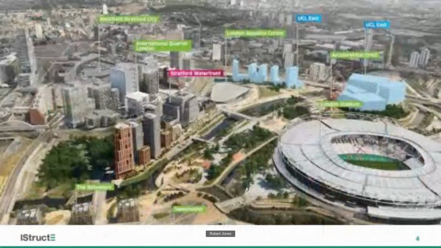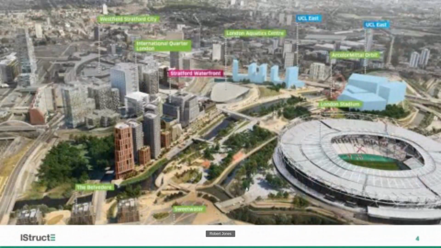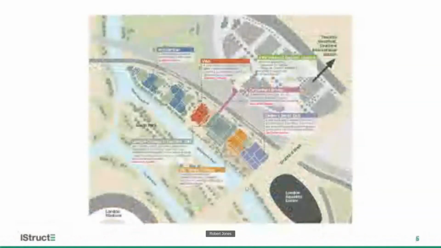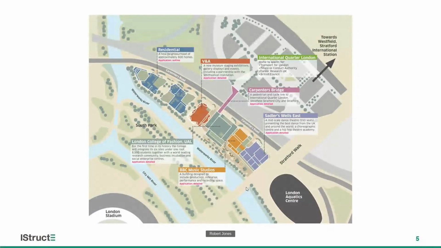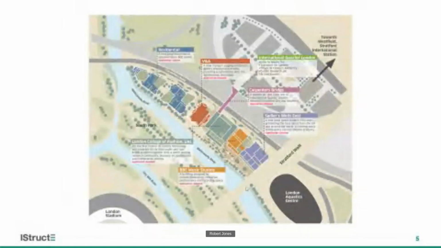So this is a bit more about where it's located. It's across the river from the London Stadium, alongside the same riverfront as the Aquatic Centre, and in the International Quarter just behind it in Stratford. And the other buildings on the site: we've got the V&A Museum, BBC Music Studios in the south, a dance theatre, as well as a series of residential buildings at the north end of the site that basically pay for the whole thing.